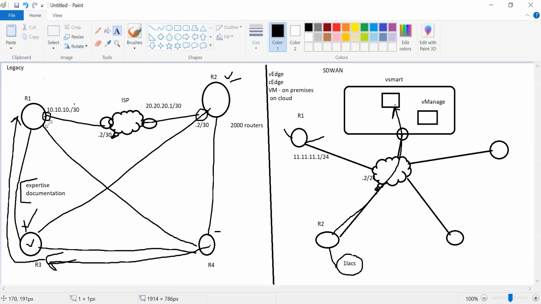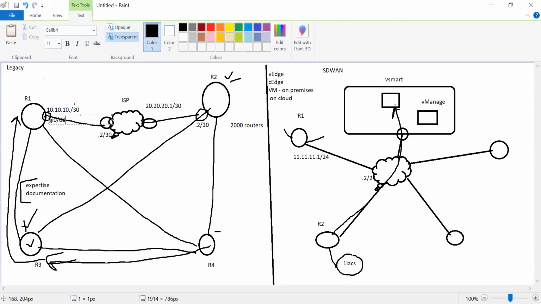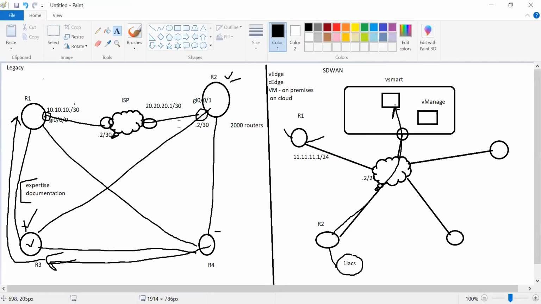Let's suppose this is my interface, gigabit 0/0/0. On the other side, it can be, let's suppose, gigabit 0/0/1. Now, this is underlay. Now, what would be the overlay? We will configure one tunnel on top of this underlay.